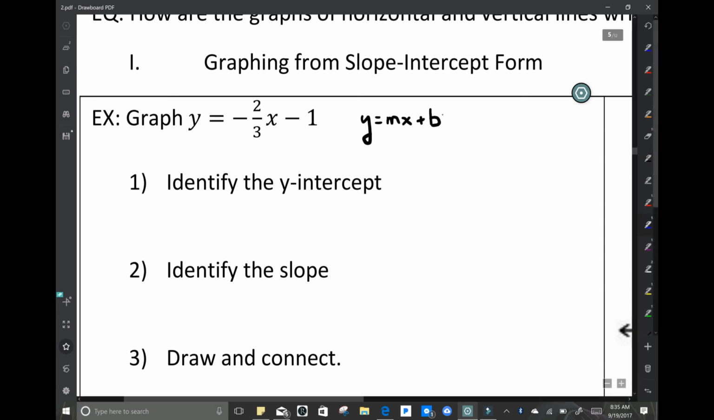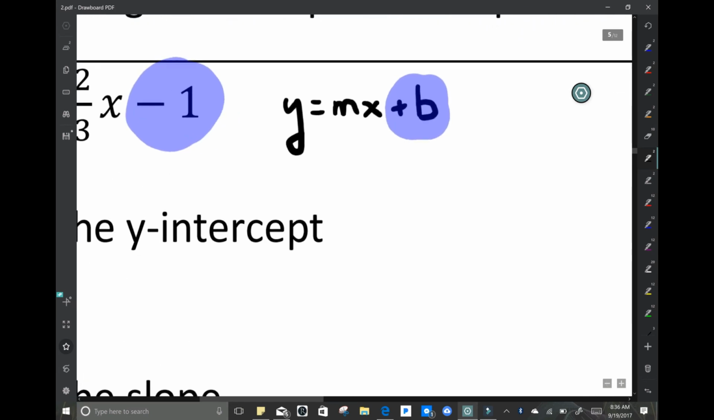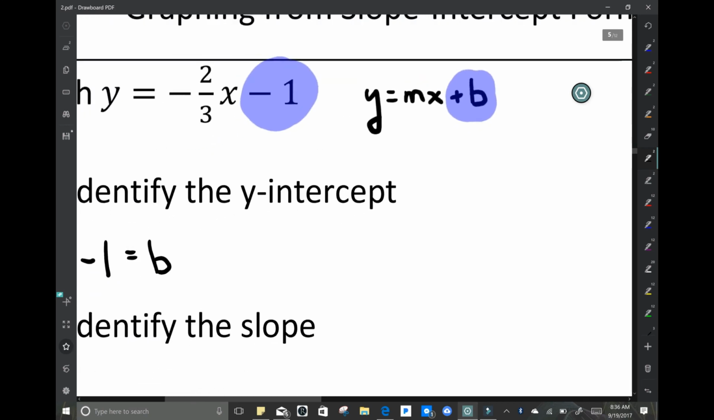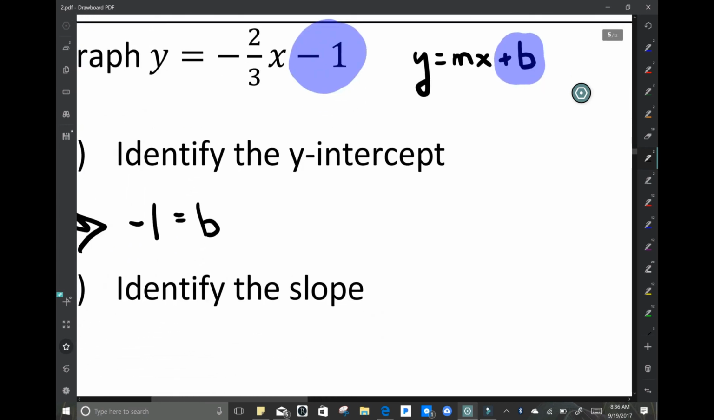Okay, first off, we have this b thing, the plus b, and that is the y-intercept. So when it says to identify the y-intercept, that is the last tail end of the equation. We have minus 1 as our y-intercept. Negative 1 is the y-intercept. Notice this is slope-intercept form, and since it's minus 1, it's minus, okay?